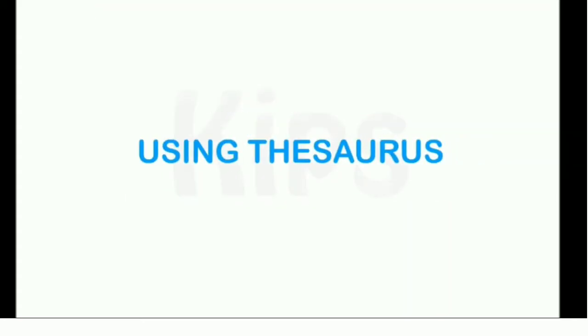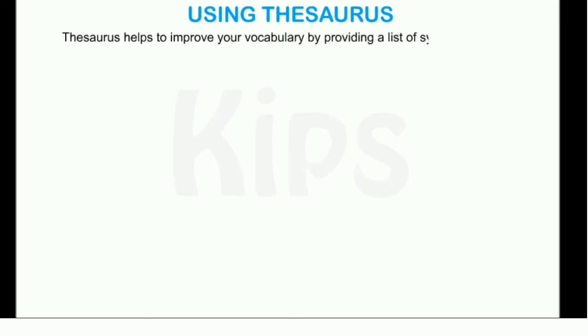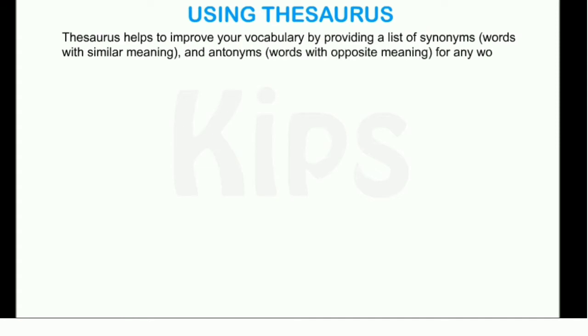Okay, let us understand how to use thesaurus. Thesaurus helps to improve your vocabulary by providing a list of synonyms, words with similar meaning, and antonyms, words with opposite meaning for any word. Follow these steps to use thesaurus in MS Word.